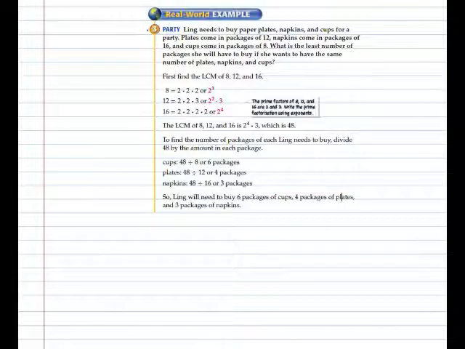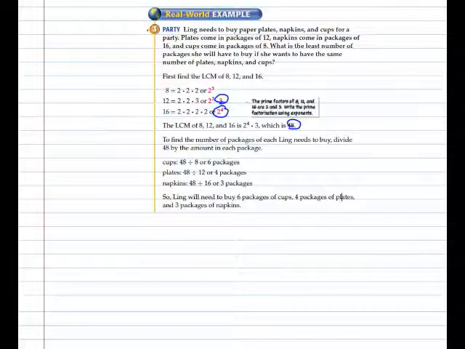8 is 2 to the third. 12 is 2 squared times 3. 16 is 2 to the fourth. So we're going to use 2 to the fourth, the most times it occurs. That's the most 2's, and the 3. So 2 to the fourth is 16 times 3 is 48.